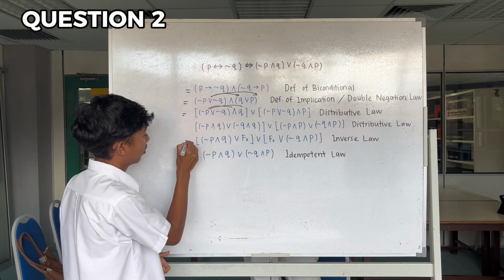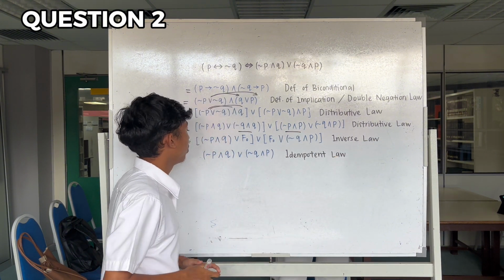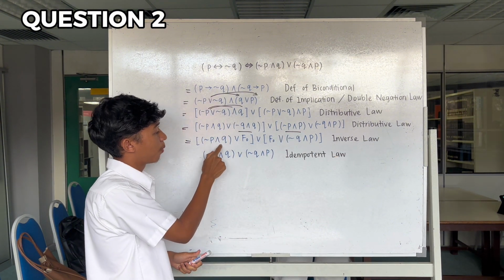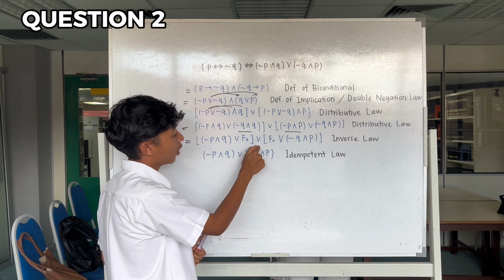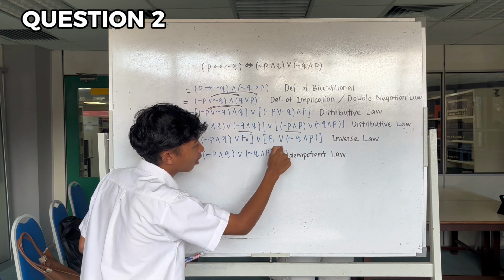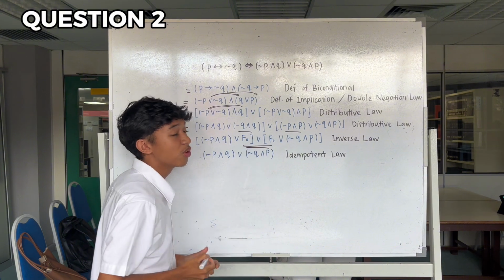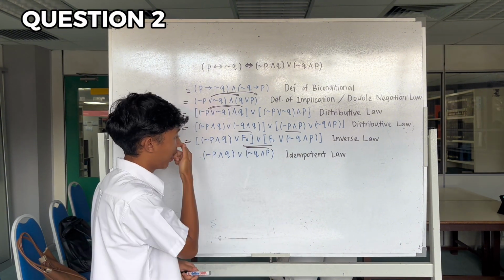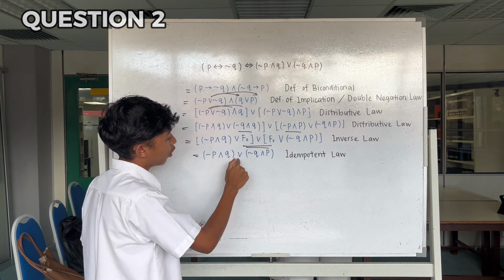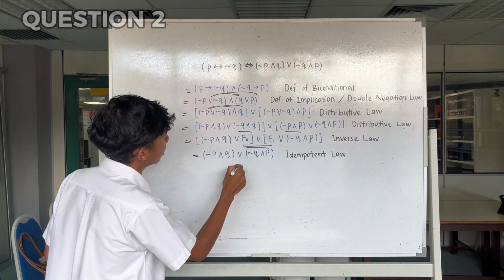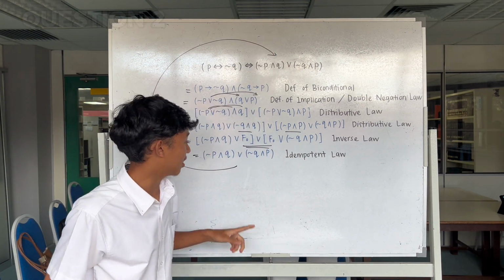So this one we know we can use the inverse law. So we get negate P and Q or contradiction or negate Q and P. So we know this one we can use the idempotent law, and the answer is negate P and Q or negate Q and P, and the answer is logically equivalent with this. So this is the last answer.